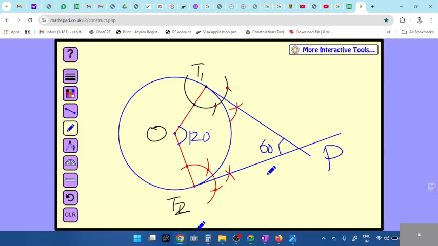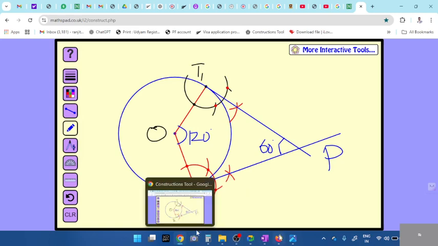I don't think they might give such simple questions, students. Go through one locus question, one construction question. Okay, we'll do the next one.